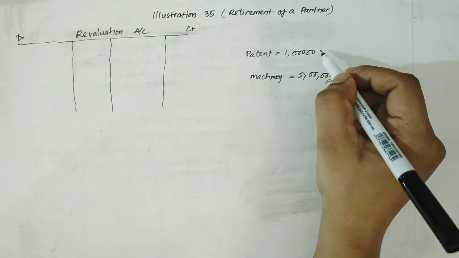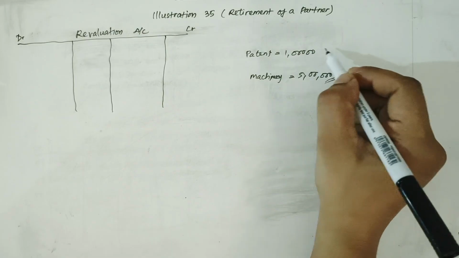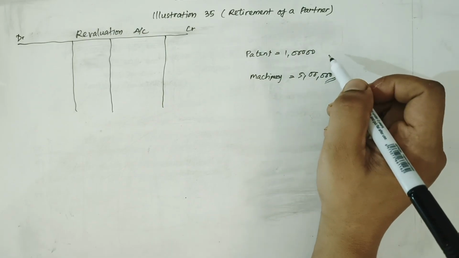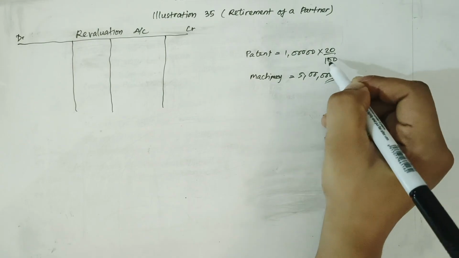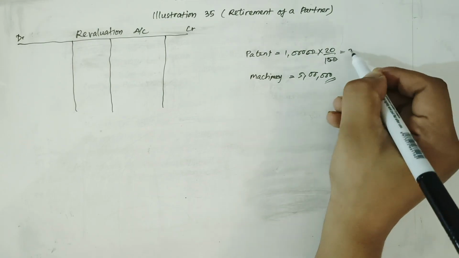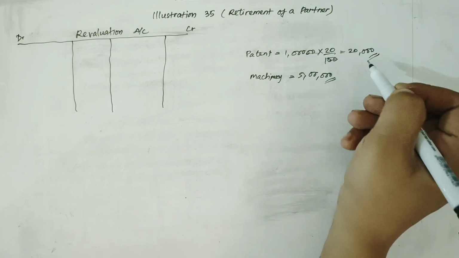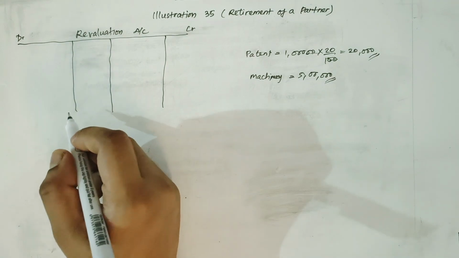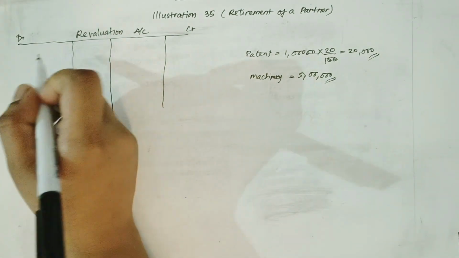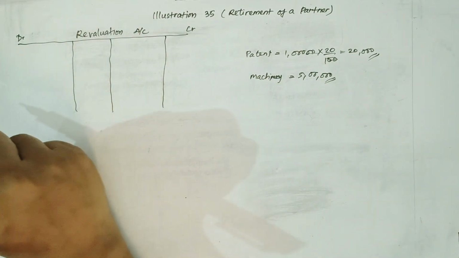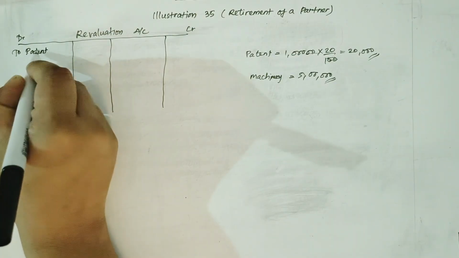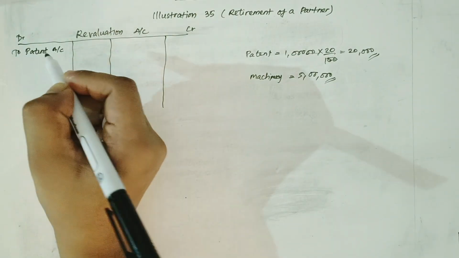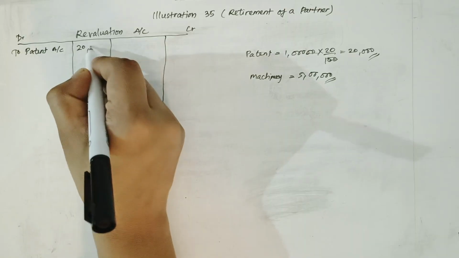In the balance sheet, the value of patent is reduced by 20%. So there is a reduction by 20%. The value of patent is being reduced by 20%, which we have to find 20% of 1 lakh, that is 20,000. It is reduced by 20,000. So patent is an asset that is reducing. It will be posted on the debit side of revaluation account to patent. Patent account value is 20,000.